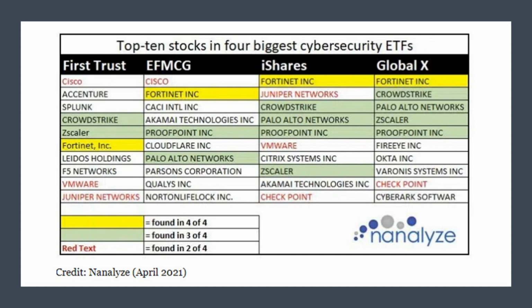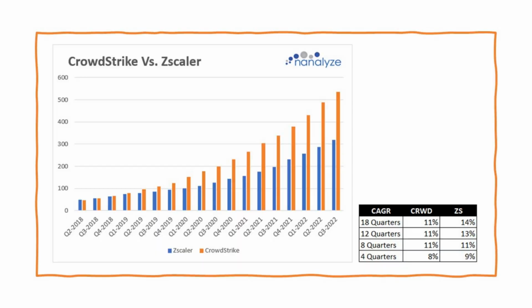Now, when we look at revenue growth, this is pretty interesting. So we plotted growth all the way back to the second quarter of 2018. You can see at that time, Zscaler actually had more revenues than CrowdStrike. And look at the progression. So over time, CrowdStrike moved ahead. And today you could see where they're sitting there.